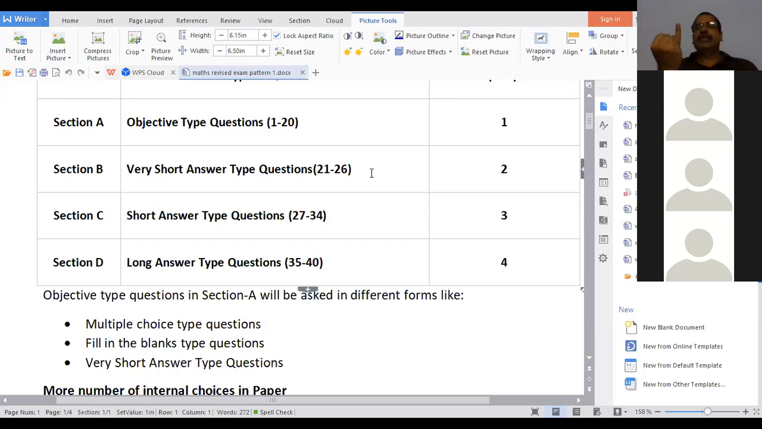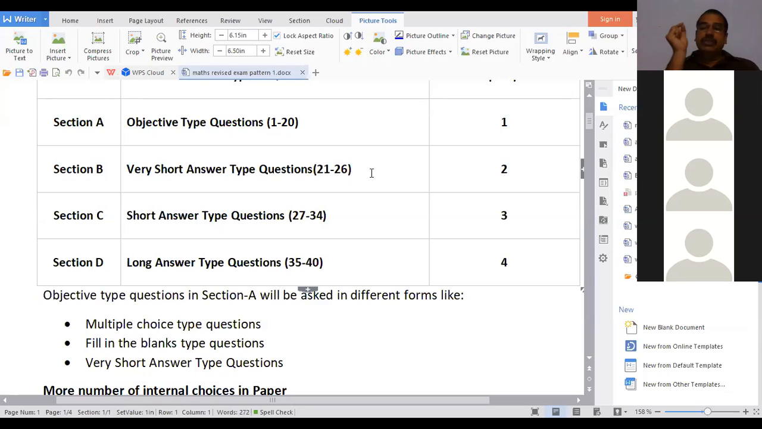HCF by continued division method, that is not there. By the fundamental theorem of arithmetic is there. In the second chapter, there are no long divisions. Division algorithm for polynomials not there, because you learned it in previous classes. That's why they are not given for this serial number. The deleted syllabus is only for you.